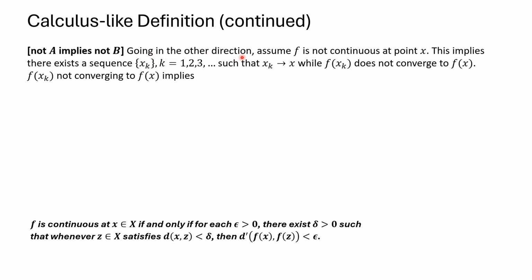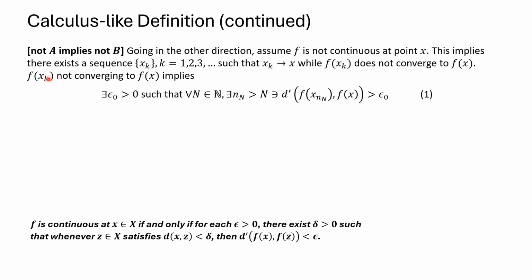So going in the other direction, assume f is not continuous. I just said that here. So this implies, now we're working not from the theorem here, but from the definition of continuity. If f is not continuous at a point x, that means there exists a sequence x sub k such that x sub k converges to x, but f of x sub k does not converge to f of x. And that in turn implies this rather complex statement, which I'll go through here and then explain even further on the next slide.